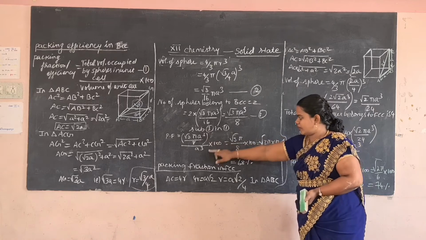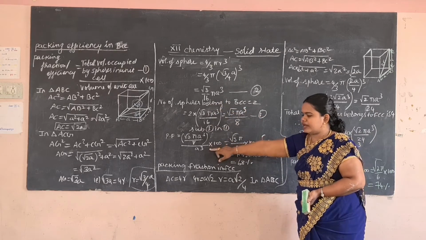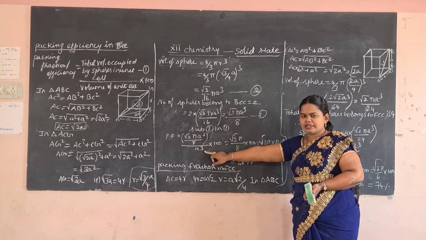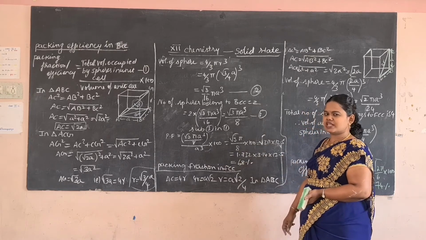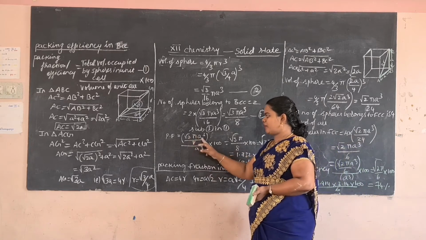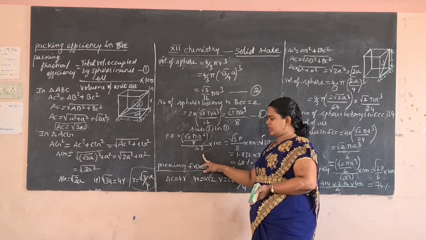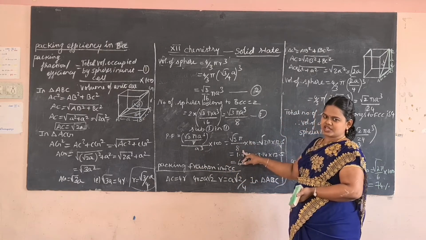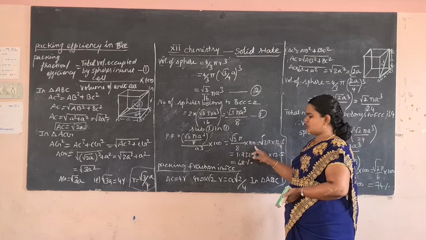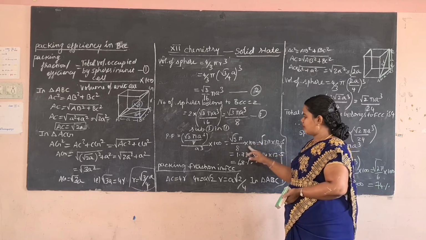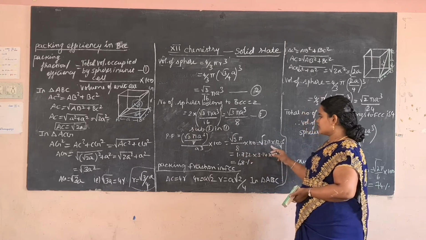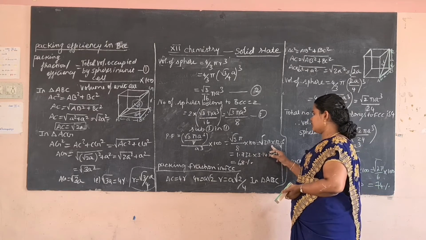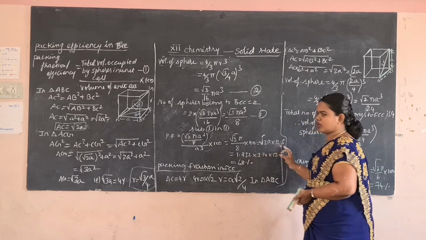Now divided by, what is the volume of the unit cell? Already in SC we learned that the volume of a cubic unit cell is equal to a cube. So root 3 pi a cube by 8 by a cube into 100, it will be equal to root 3 pi by 8 into 100. So here root 3 pi into 100 by 8, it will be equal to 12.5.